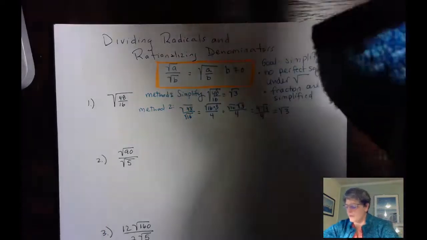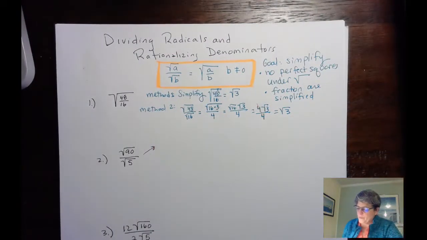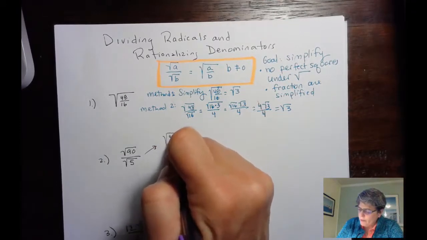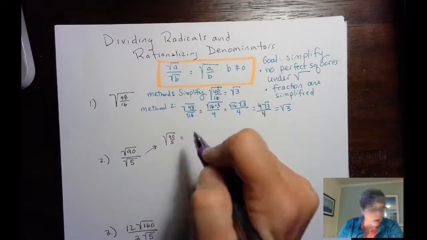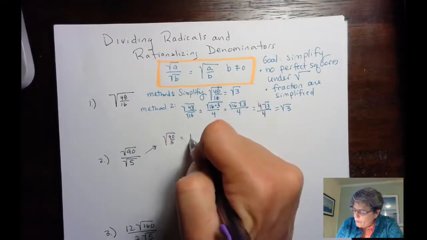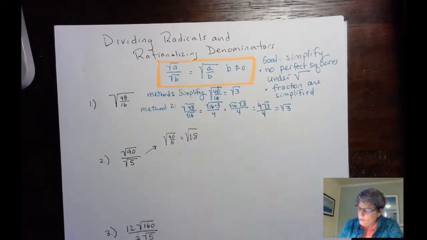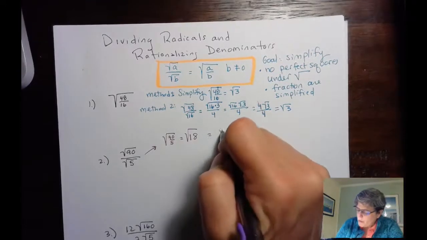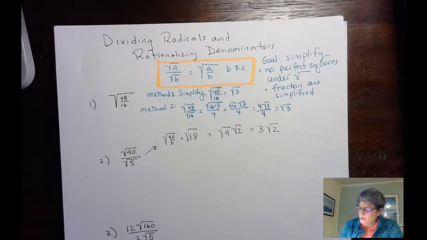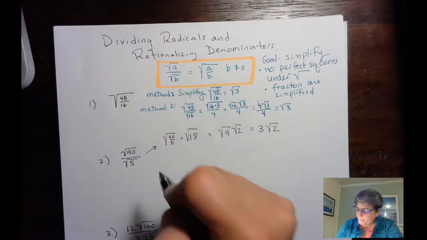Let's do this one both ways also. Method 1 or method 2. Method 1, I can write it all as one fraction, 90 over 5, and that would be equal to 18. But we have to keep the square root. Don't let the square root fall off. The square root of 18 is the square root of 9 times the square root of 2, which is 3 root 2. Okay, so that's method 1. Put it under one radical sign.